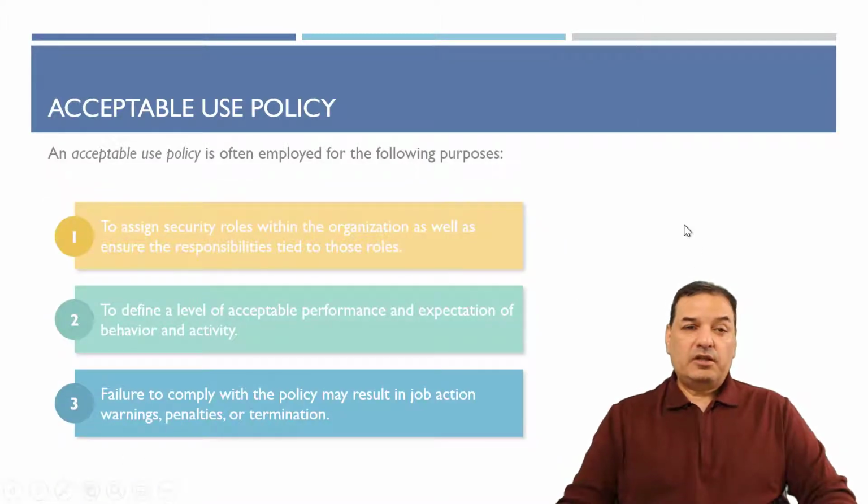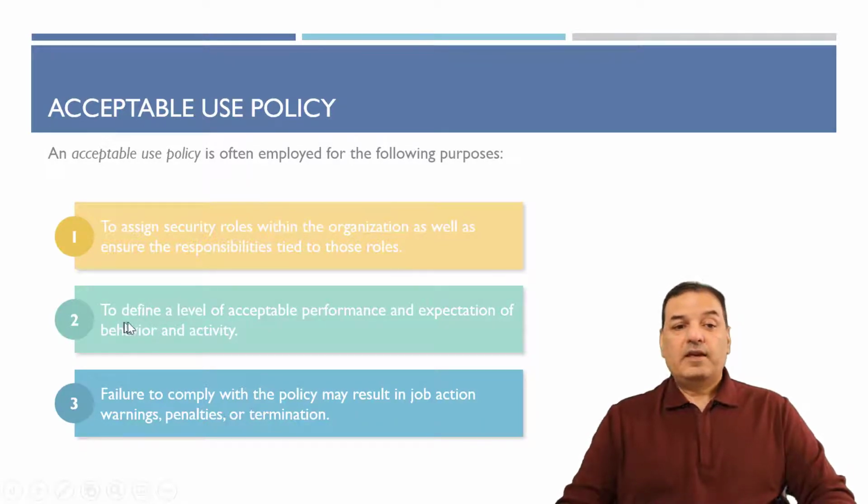Now I'm going to touch upon the acceptable use policy, AUP. I'm sure most of you have heard of it. An acceptable use policy is often employed for the following purposes. Number one, to assign security roles within the organization as well as to ensure the responsibilities tied to those roles. Very important. You have to have clear lines of responsibility assigned to clear roles.